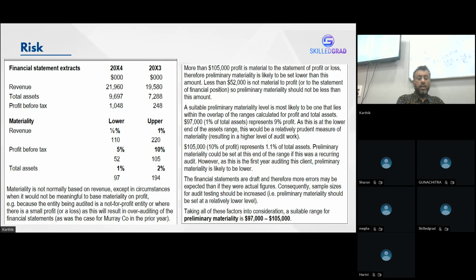PBT is 1,048. 5 to 10% on that. 5% of 1,048 is 50 something, 10% is 100 something. Then total assets, 1 to 2% on that. Total assets 9,697. 1% is 97 crores, 2% is 194 crores. So we can try to see which materiality to emphasize. So all the combinations try to bring a range of numbers.